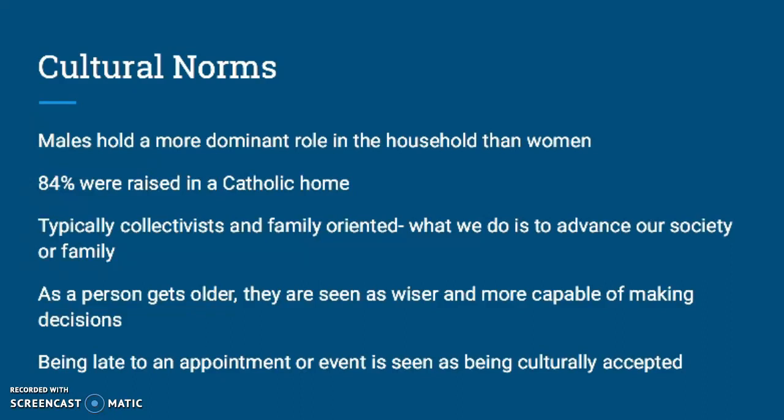Further, as a person grows older, they are seen as more capable of making decisions, so this can influence our ELs and their self-efficacy and the ability to work and make decisions in the classroom. Further, one other cultural norm that is commonly accepted is being 10 to 15 minutes late to an event. This is not seen as rude and is in fact appropriate and something that educators may need to work on in their classes with their students while discussing expected and unexpected behaviors.